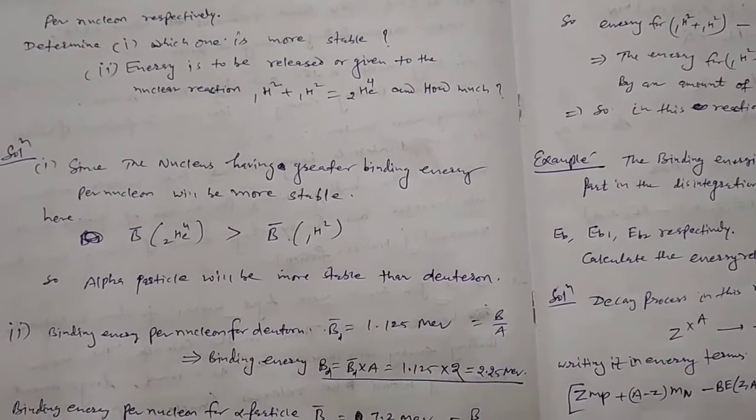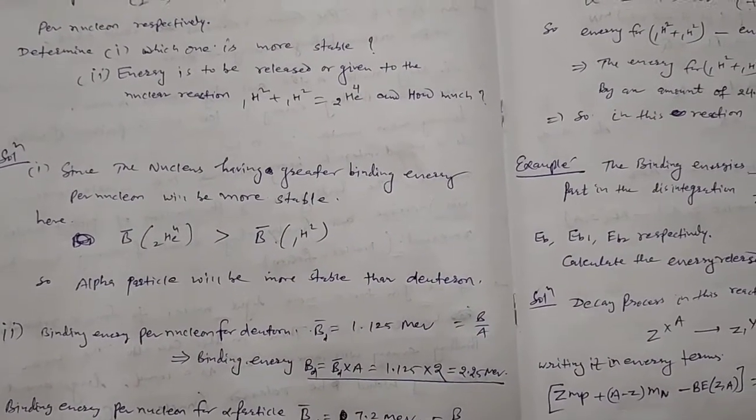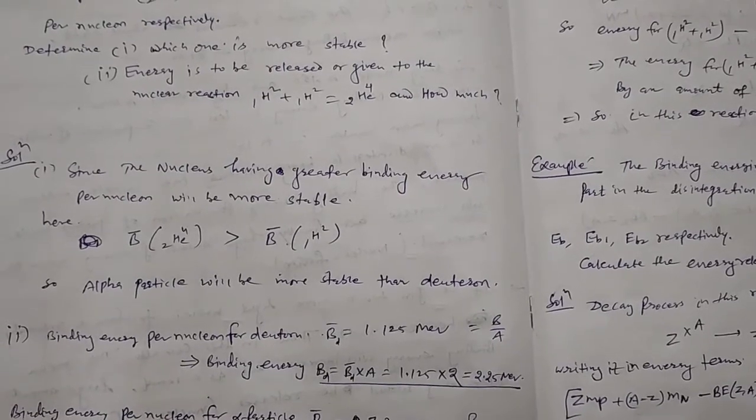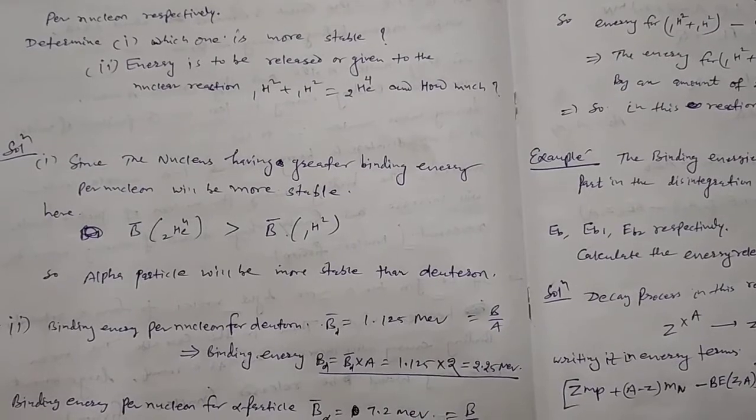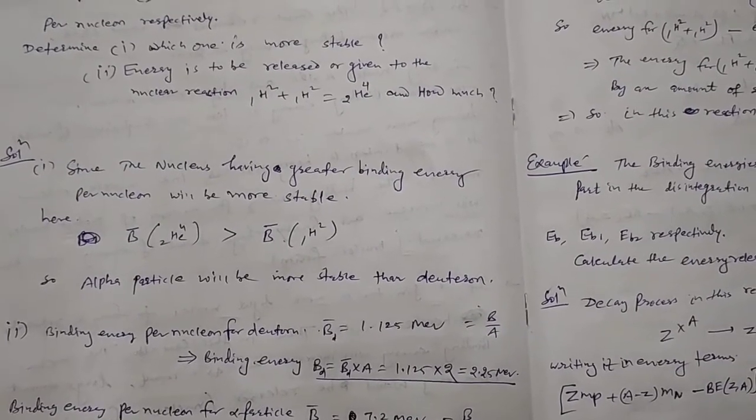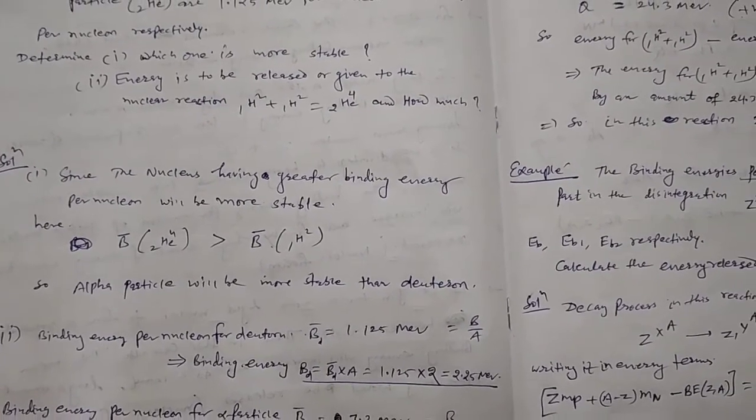Today we will be taking up part 2 of binding energy per nucleon. In this we will undertake some examples which are based on binding energy per nucleon.